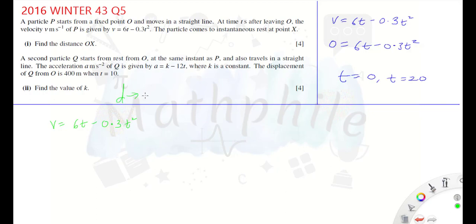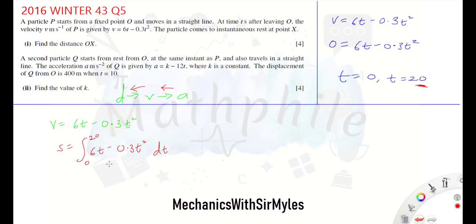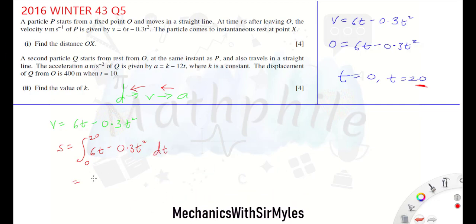Okay. So again, you differentiate the displacement function to get the velocity function. Differentiate velocity, get acceleration, and the reverse is with integration. Integrate the acceleration function, you get the velocity function. Integrate the velocity function, you get displacement. Since the velocity function was given to us, finding the displacement function, s is going to be the integral of the velocity function, 6t minus 0.3t squared. So the object was at rest at this time, so the limit is 0 to 20, dt.